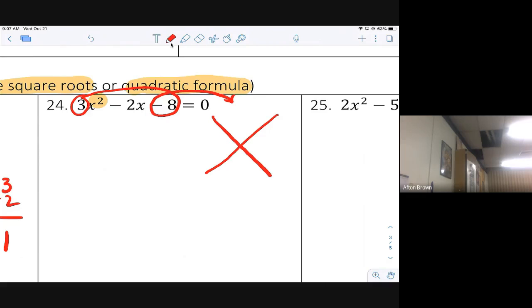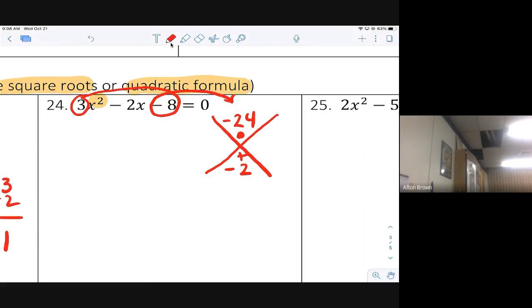So 3 times negative 8 is negative 24, if my brain's working right, and then negative 2 on the bottom. So I'm looking for the 2 factors that multiply to get 24 and add or subtract to get negative 2.